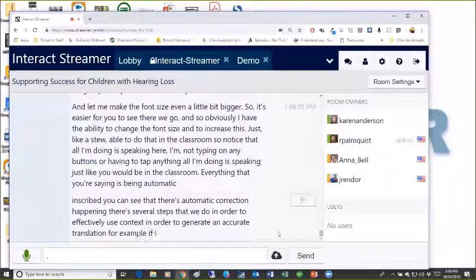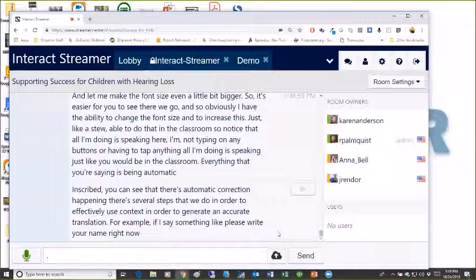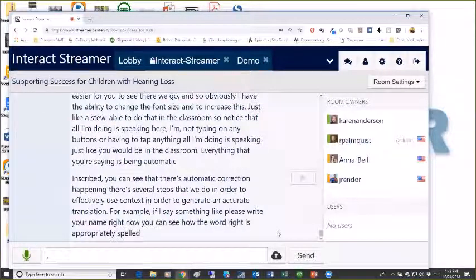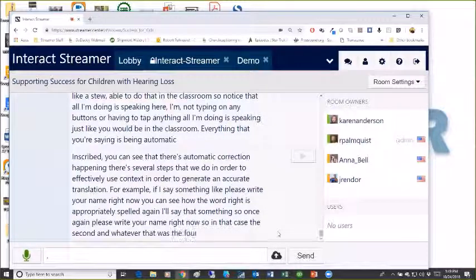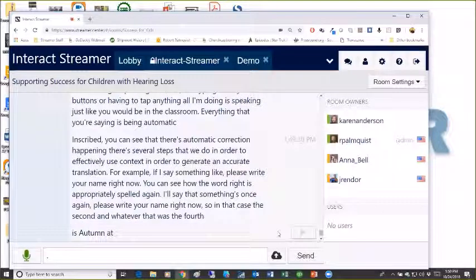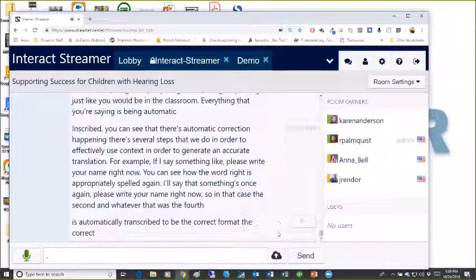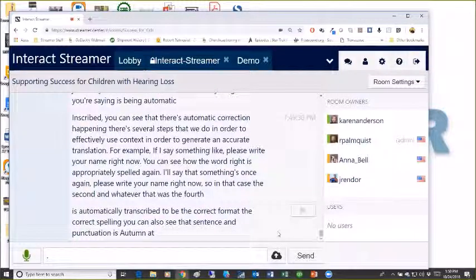For example, if I say something like, please write your name right now, you can see how the word write is appropriately spelled. Again, I'll say that sentence once again. Please write your name right now. So in that case, the fourth word is automatically transcribed to be the correct format, the correct spelling. You can also see that sentence and punctuation is automatically being added.